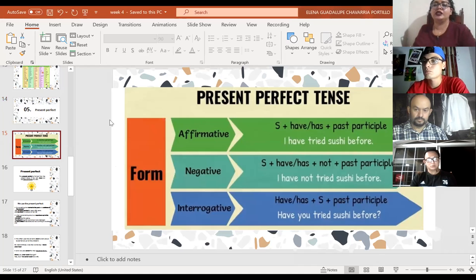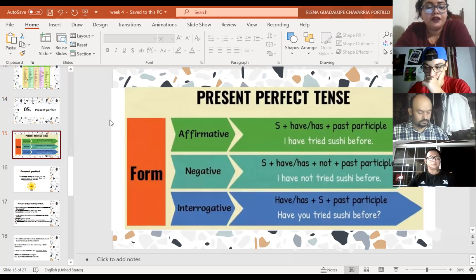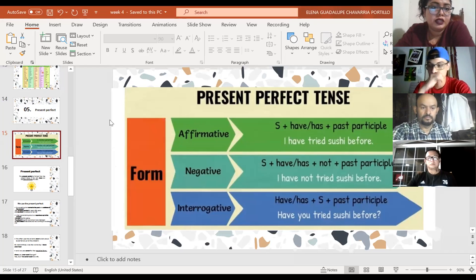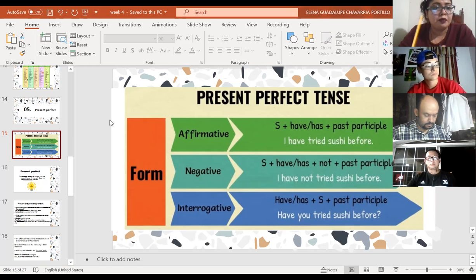Let's begin. Present perfect tense. This is the form: affirmative, negative, and interrogative. First one, subject plus have or has, depending on the subject, plus past participle. I have tried sushi before. Siempre nuestras estructuras, el sujeto. En este caso tenemos el have y el has, el auxiliar have en presente. La regla: have para los plurales y has para los singulares en tercera persona.